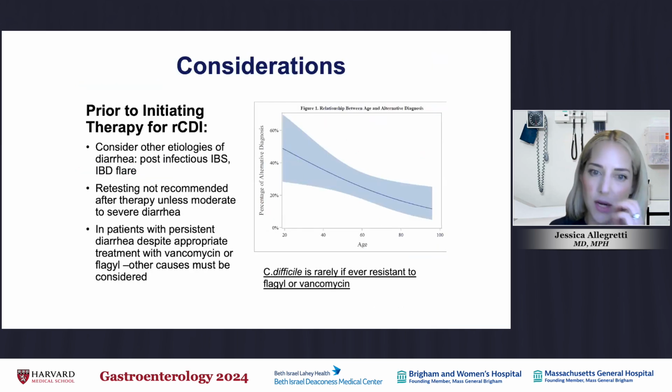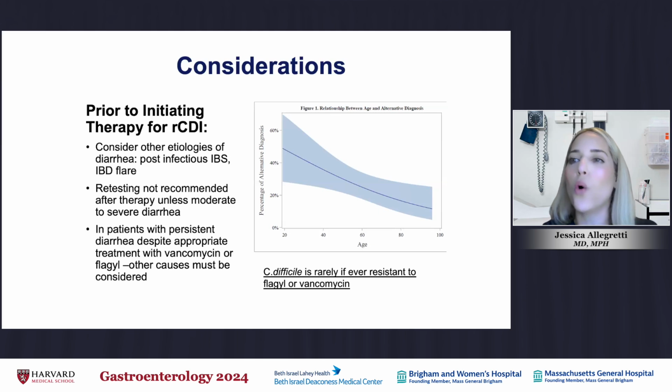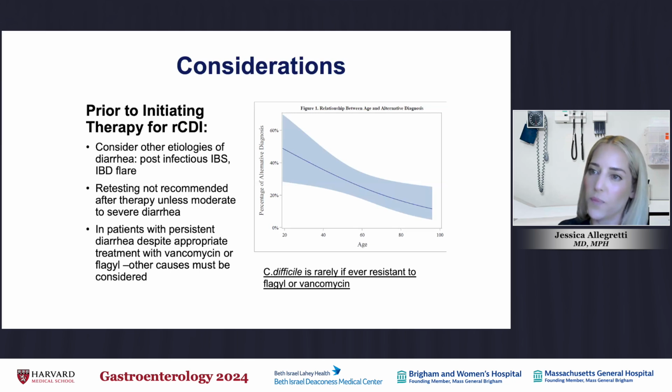Some important considerations: if the patient has only ever had PCR testing and they're not responding to vancomycin, again, consider other etiologies. That patient likely has another source for their diarrhea. We know that the younger the patient is, the more likely they are to have an alternative diagnosis, and you really do want to confirm this before you perform an FMT.